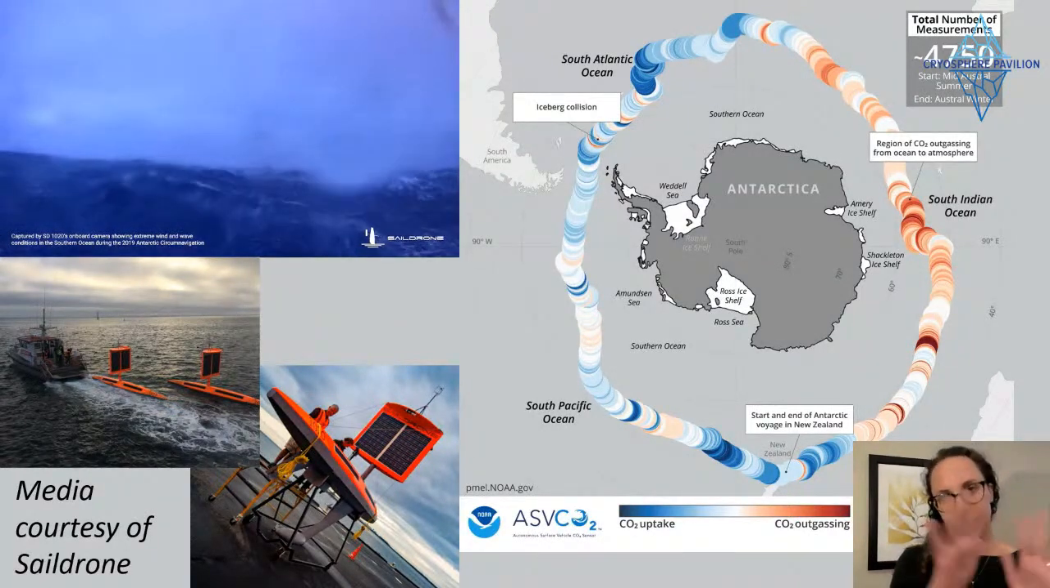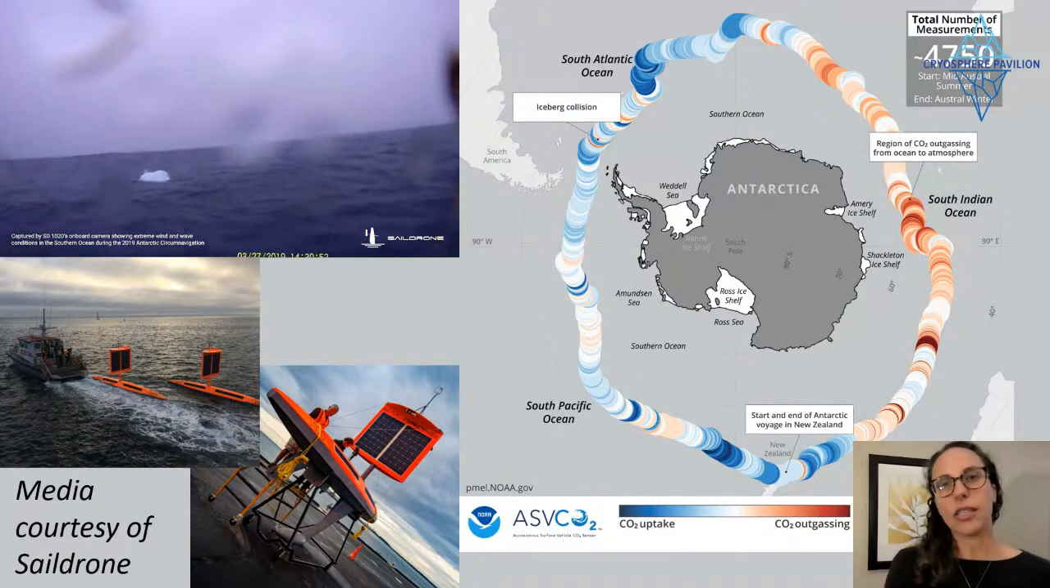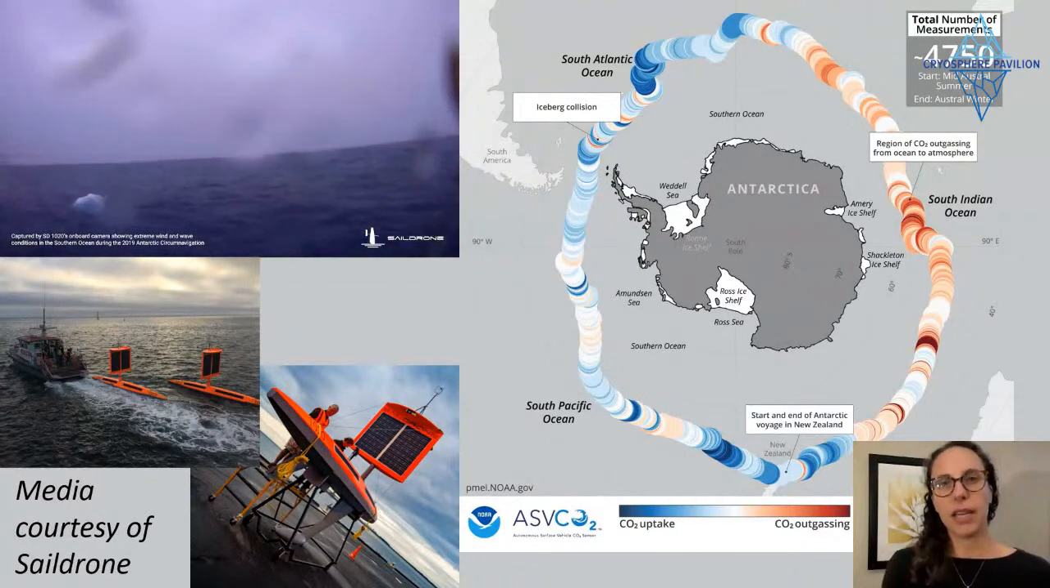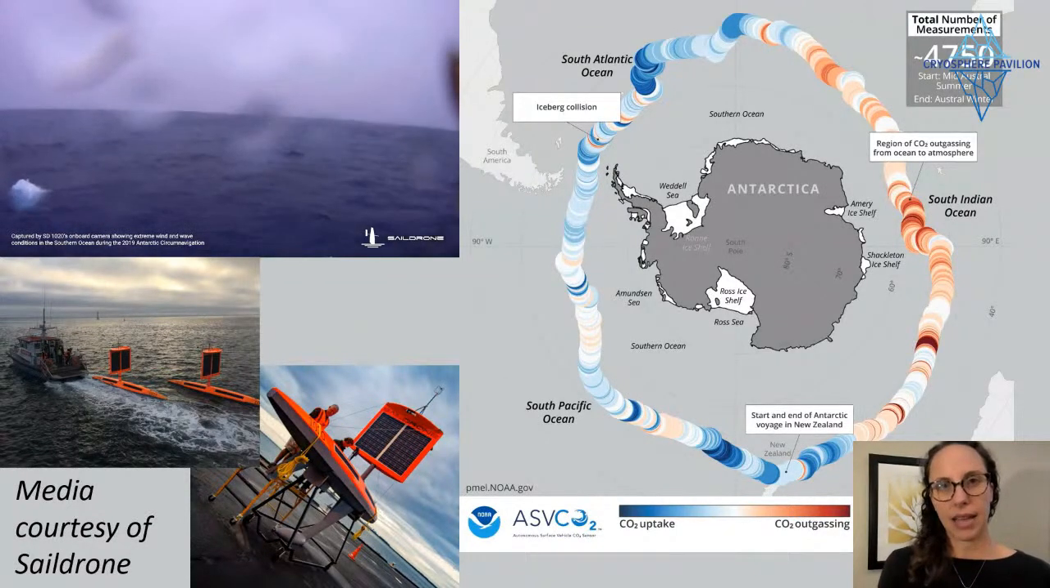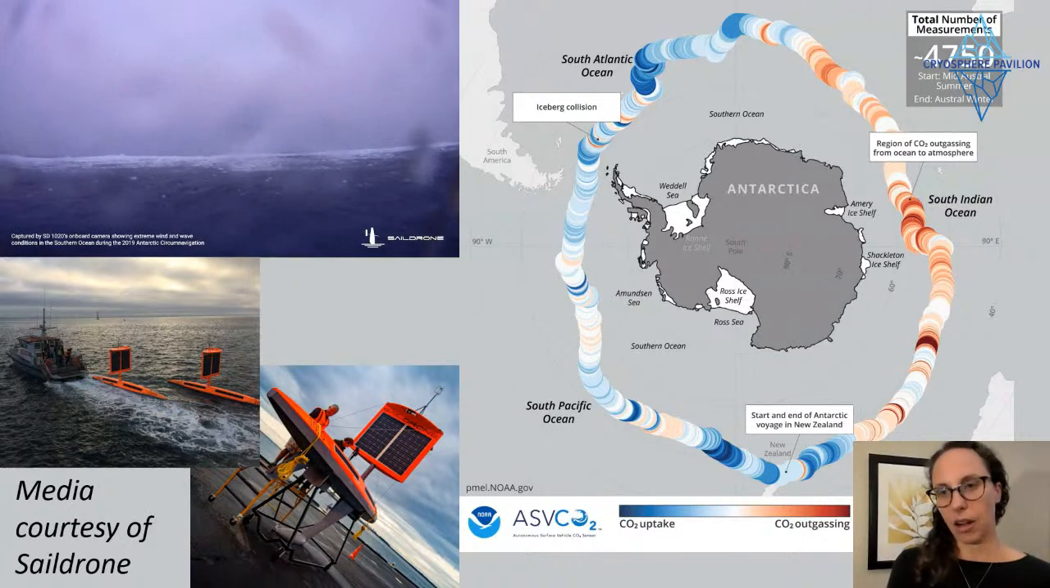On average, across this entire region, the Southern Ocean is still an overall sink for atmospheric CO2, but it's this variability of CO2 uptake and outgassing in time and space that causes large uncertainty in our estimates.